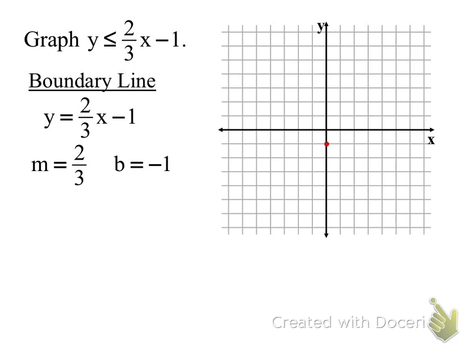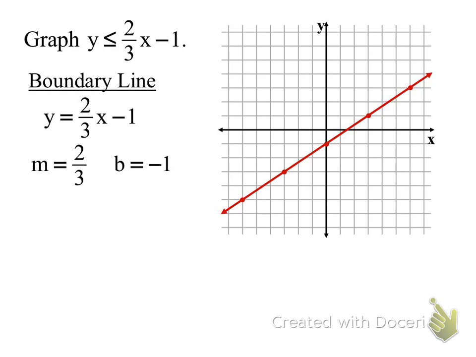Now, let's just graph that, right? So I start where? We're starting at -1, and we're going to rise how much? 2 and run 3. Up 2, right 3. Or down 2, left 3. And we said it's going to be solid.